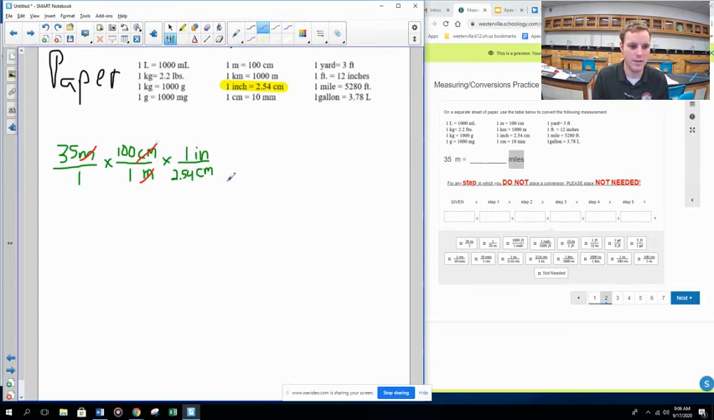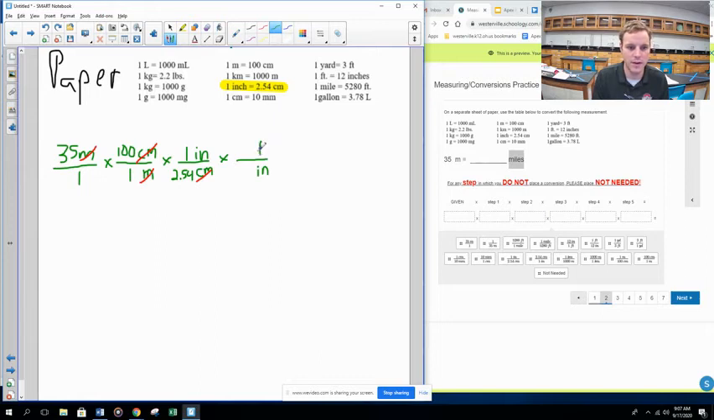So I'm canceling those out. I'm in inches now. I want my final answer to be in miles, though, so I still need to keep going. I'm not done until I have the final units I want. So inches have to go. I can't convert inches directly into miles, but I can convert them into feet.